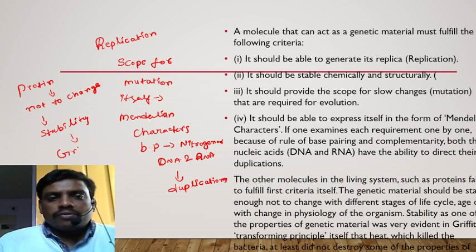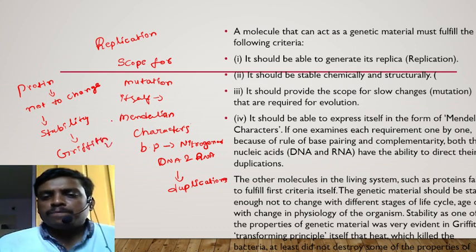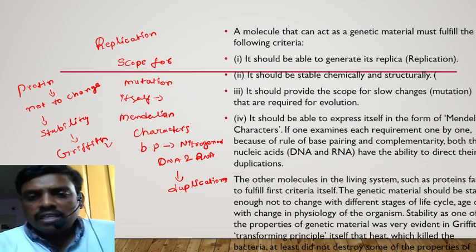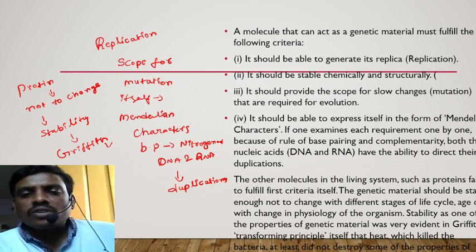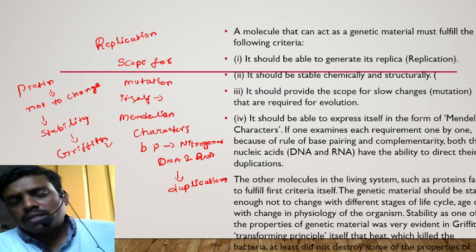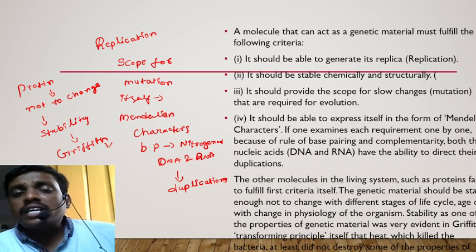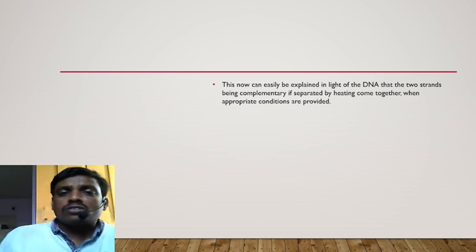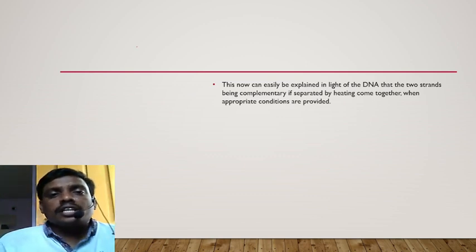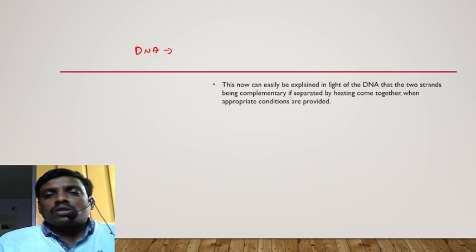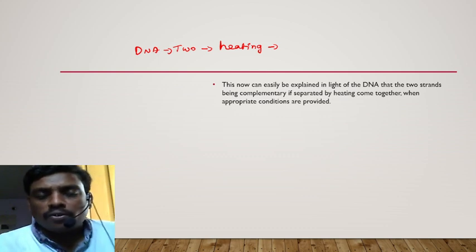We have seen in the Griffith experiment that he killed the bacteria, but did not destroy the genetic material. That indicates the stability of the genetic material. This can now easily be explained in light of DNA: the two complementary strands are separated by heating, and come together when appropriate conditions are provided.